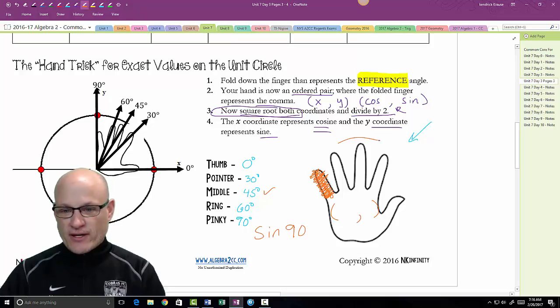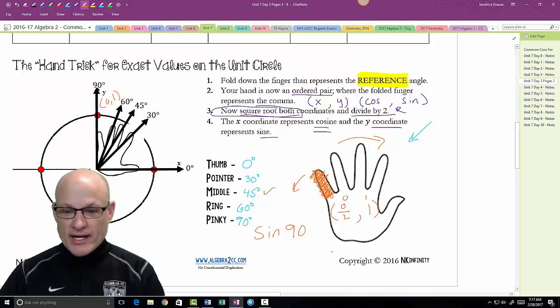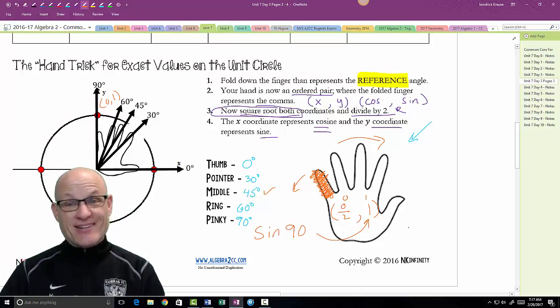There's 4 fingers on this side, so I guess I'll put a 4 over here. Remember, we got to divide by 2. And we got to take the square root of it. And on this side, there are no fingers. We can divide by 2. Okay. Well, what is the square root of 4? That's 2. And what is 2 divided by 2? Oh, that whole thing is just 1? So really, this is 0, 1. And you know this point is 0, 1, don't you? And the y coordinate is the sine. Sine of 90 degrees is 1.